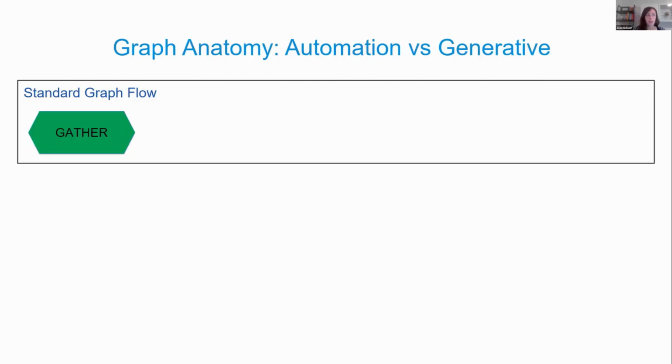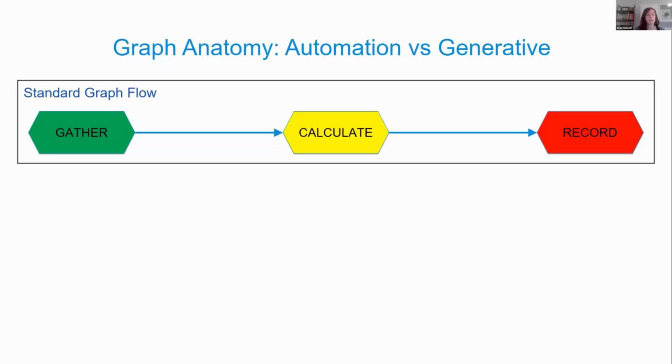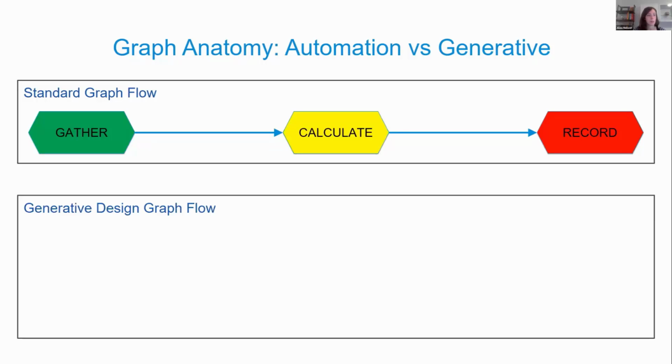So in a standard graph, you can imagine we're gathering data, gathering necessary inputs. We're then calculating the data, and we want to make some informed decisions for what we're going to be doing. We then record these decisions, and we have an output, right? That's just the typical standard workflow.